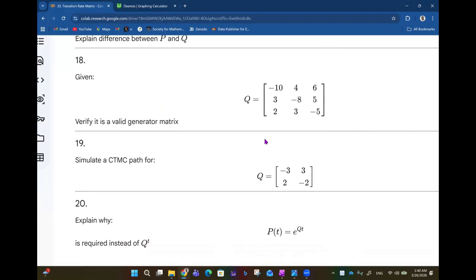So given Q to be this, now verify it is a valid generator matrix. Of course, just add up each row and make sure it's 0. Minus 10 plus 4 plus 6, 0. 3 minus 8 plus 5, 0. 2 plus 3 minus 5, 0 also.